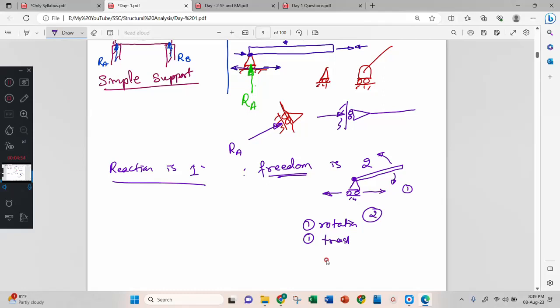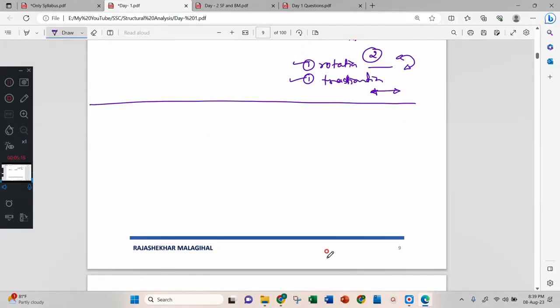Translation means linear movement in the x direction or y direction, and rotation is a rotation. Then one rotation and one translation, these two freedoms will be there, and one reaction will be there. This is complete.